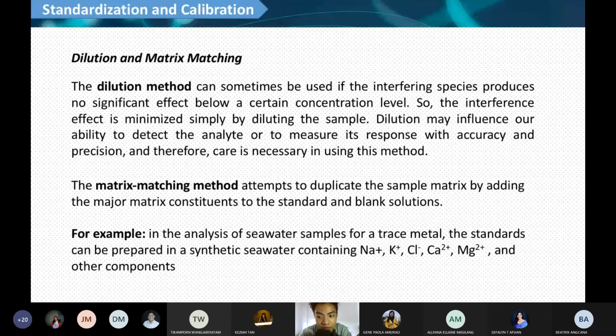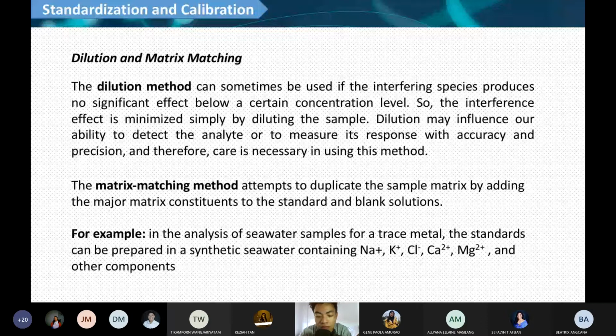Okay. So, kumbaga, you will just subtract the sample reading with your matrix match reading. So when you subtract the two data, you will be left with just the analyte data or the analyte reading. No? So that's how we do matrix matching.